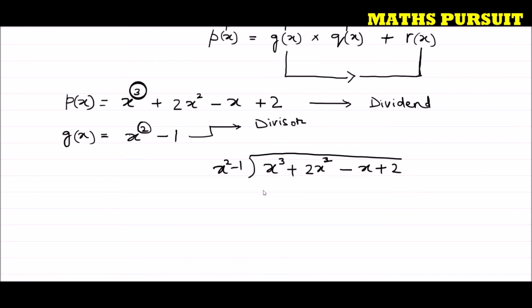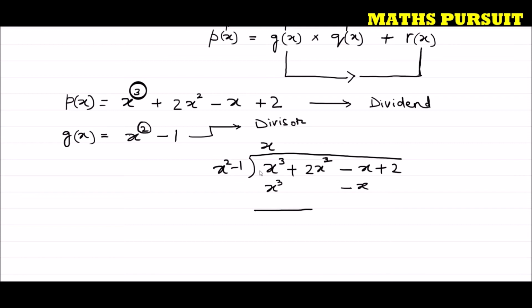So guys, here we have x to the power 3, which is the highest degree in this polynomial. So what should I multiply to this x to the power 2 so that I can get x to the power 3? The answer is very simple and very straightforward. If I multiply x to this x to the power 2, then I am going to get x to the power 3. And I should also multiply this x to minus 1. If I multiply x to minus 1, I am going to get minus x.